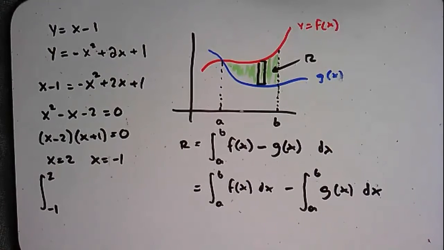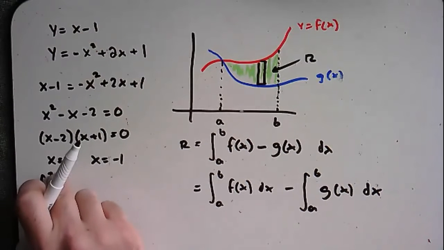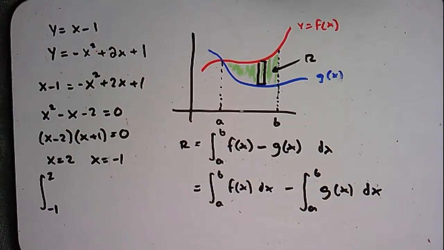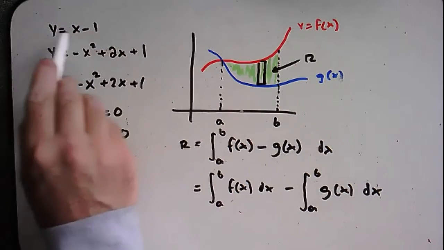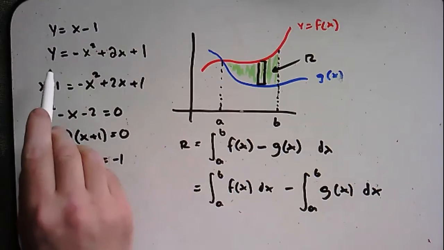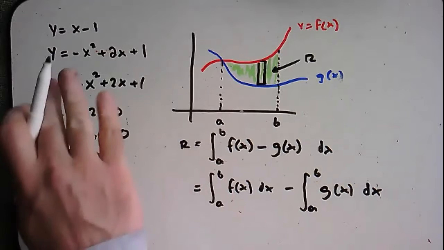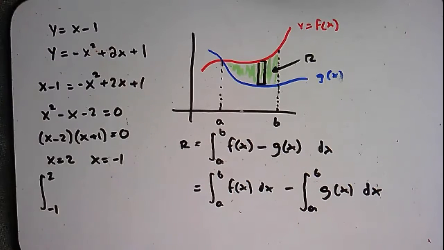Now, since we don't have a graph for this one, it might be challenging to figure out which one's the taller function, which one I'm going to call f of x, and which one I'm going to call g of x. One thing that you can do is pick a test value and just plug it into your two functions. So if we're going from negative 1 to 2, they're both continuous functions, so they're not going to jump around or have asymptotes or anything like that. So if I plug in 0, for example, my line would have y value negative 1, and my parabola would have y value positive 1. So that tells me that my parabola is the upper function here.